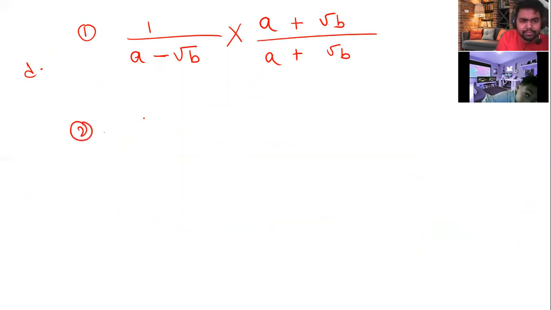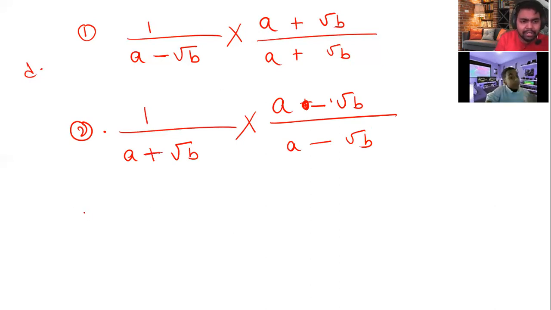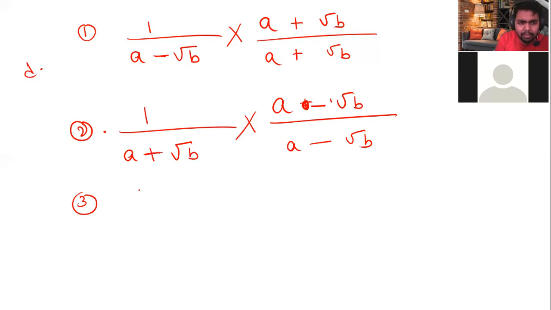Second case, if we have a plus root b in the denominator, the same thing: a and root b will come, but here there is plus, so I would be writing minus and minus, opposite signs. And same, if we have 1 by root a minus root b, again root a and root b, but the sign would be opposite.